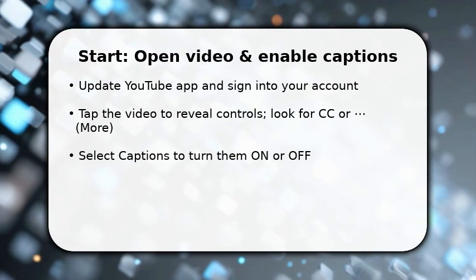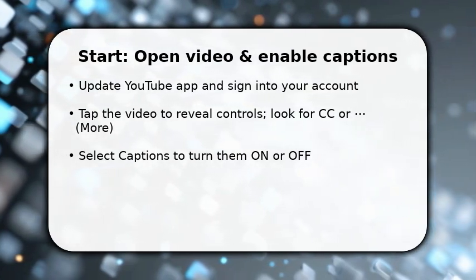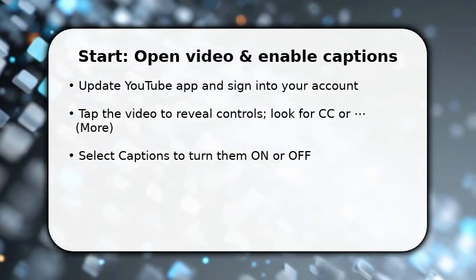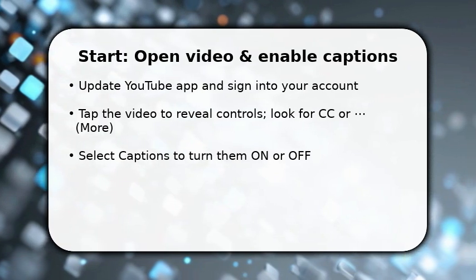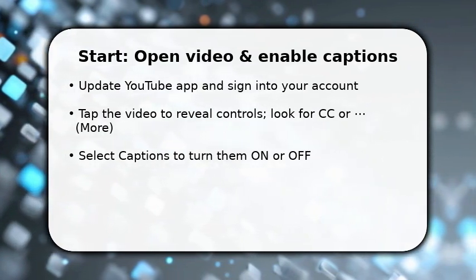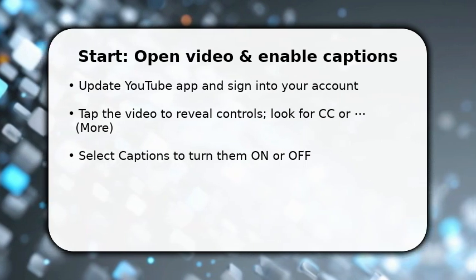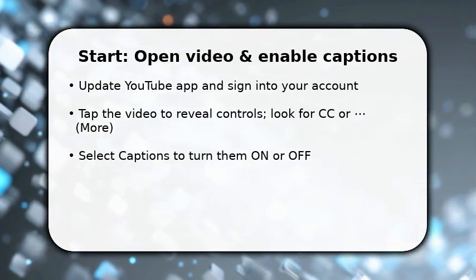You start by opening the YouTube app and picking the video you want. Make sure the app is updated so caption features are current. Tap the playing video to reveal controls, then tap the CC button or the three-dot more menu to access captions.